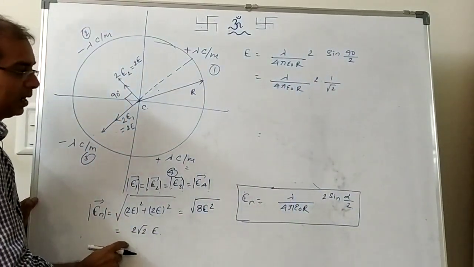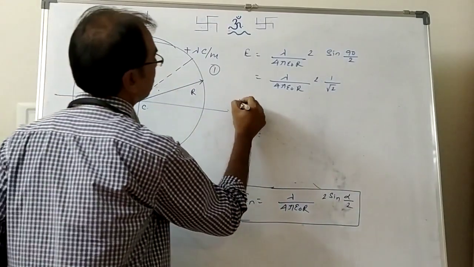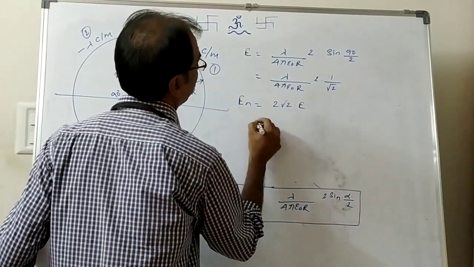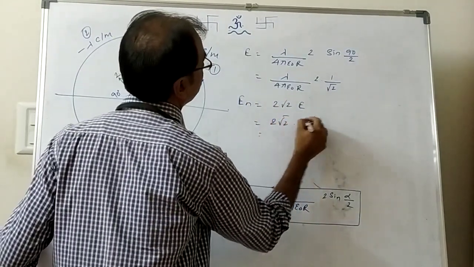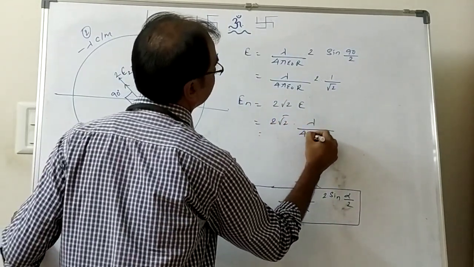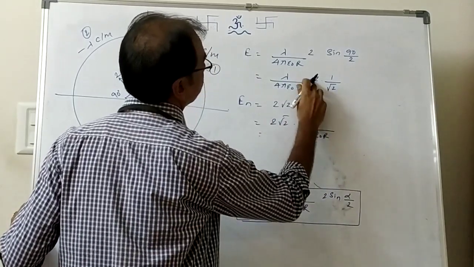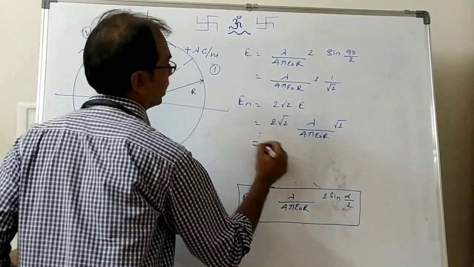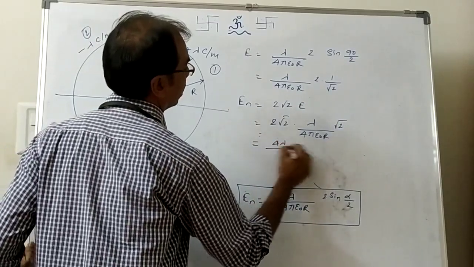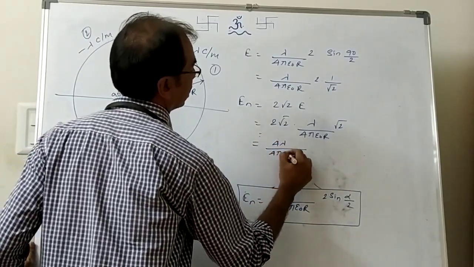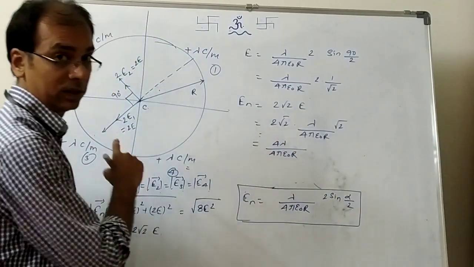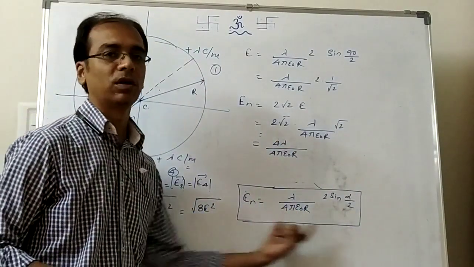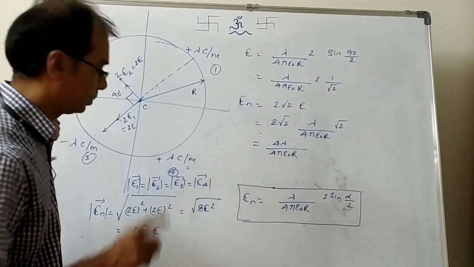We want to find the net E, which is 2 root 2 E. So what you will be getting? 2 root 2 into lambda by 4 pi epsilon naught r. This root 2 will cancel this one and we get root 2 only. So what we are getting is 4 lambda by 4 pi epsilon naught r. That is the answer to this question. So if you remember this formula, you can solve it rather easily.